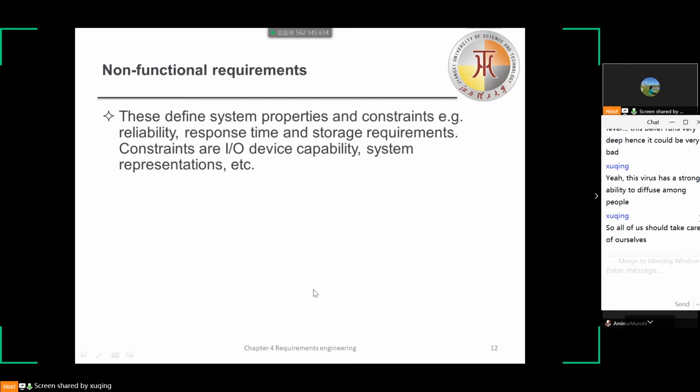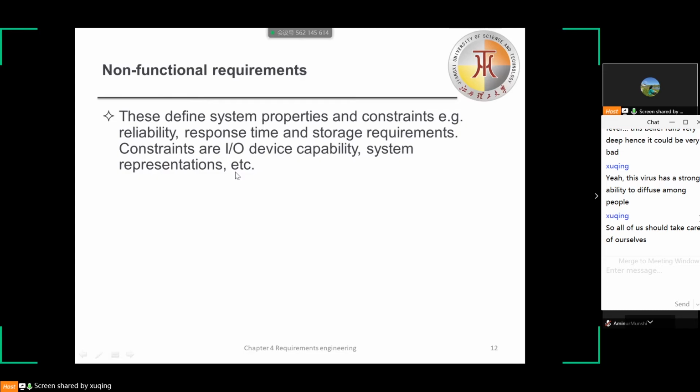So after seeing the functional requirements, now we'll concentrate on the non-functional requirements. Non-functional requirements, as the name suggests, are requirements that are not directly concerned with the specific services delivered by the system to its users. These requirements may define system properties and constraints. For example, reliability, response time and storage requirements. Constraints are, for example, input-output device capability, system representation, etc.